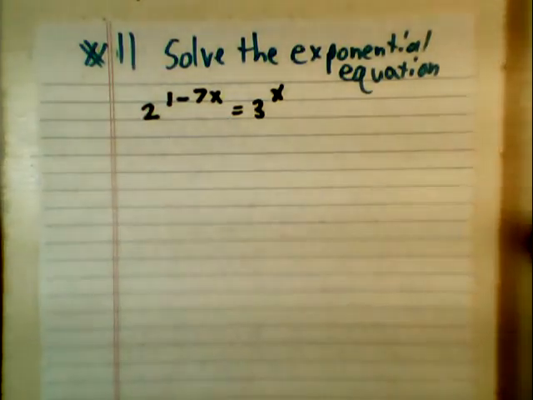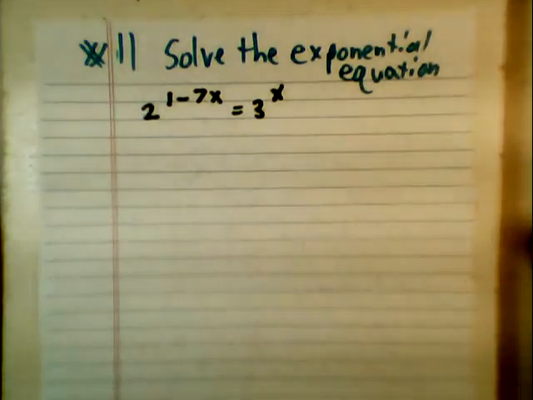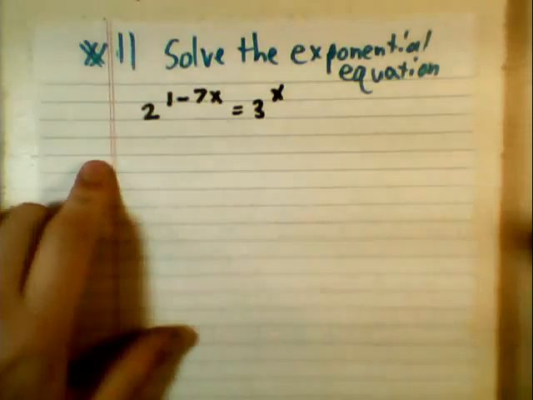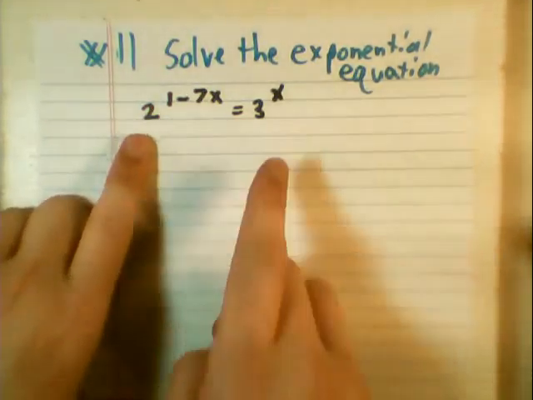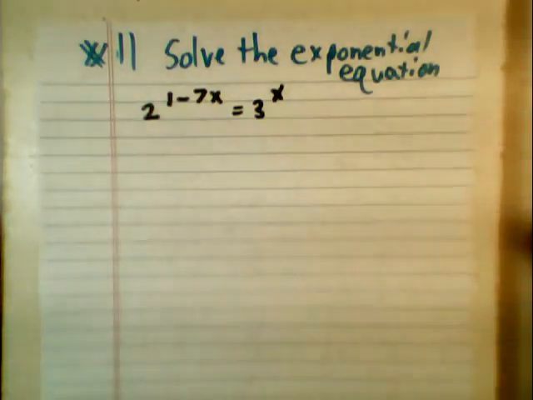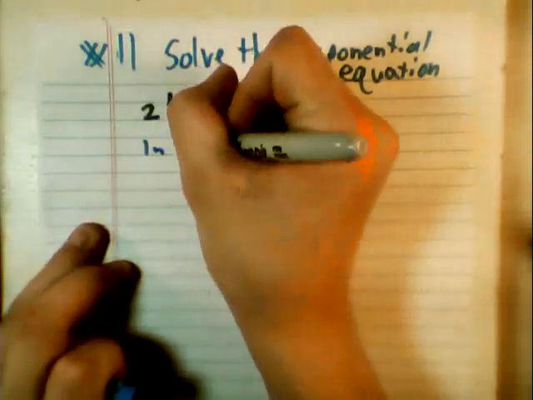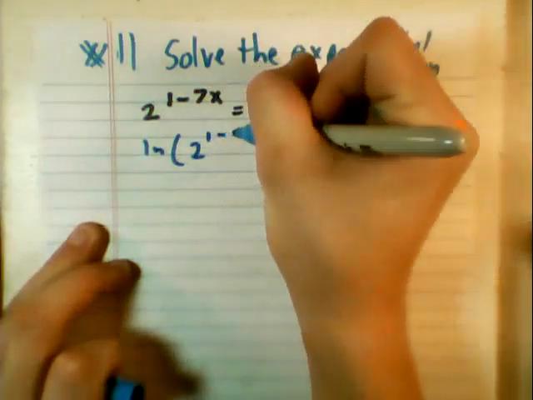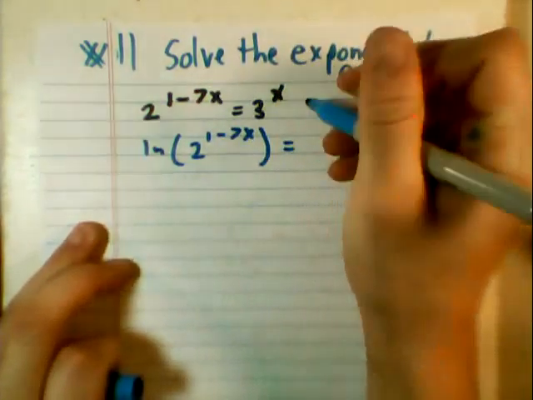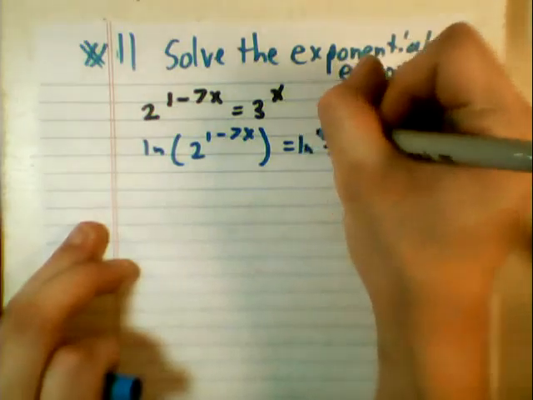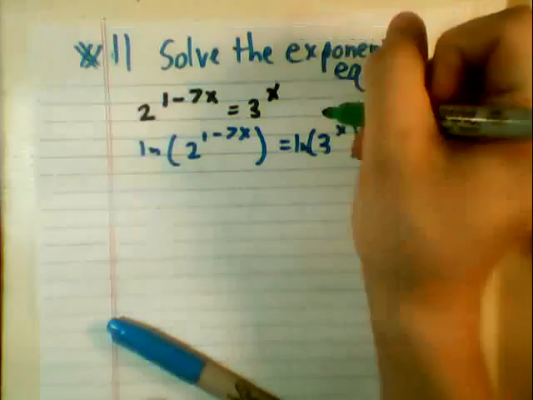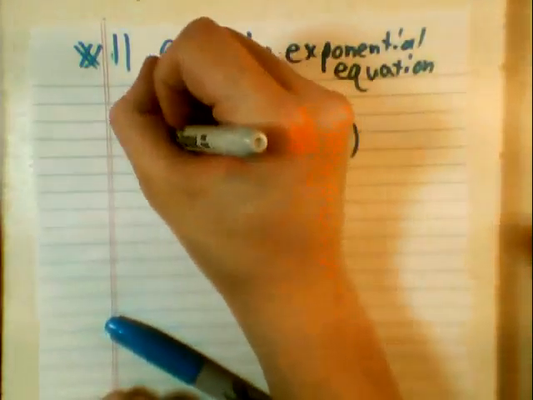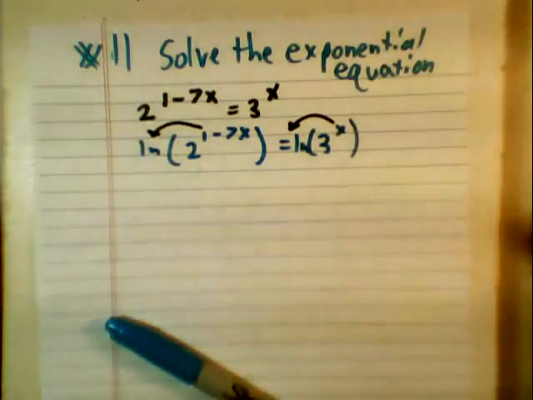On number 11, it asks you to solve an exponential equation of this kind of style. So when you have different bases but they have exponents, go ahead and take the natural log of each side. And that will allow us to use a logarithm property so we can bring the powers out in front of the logarithm. So then we have this.